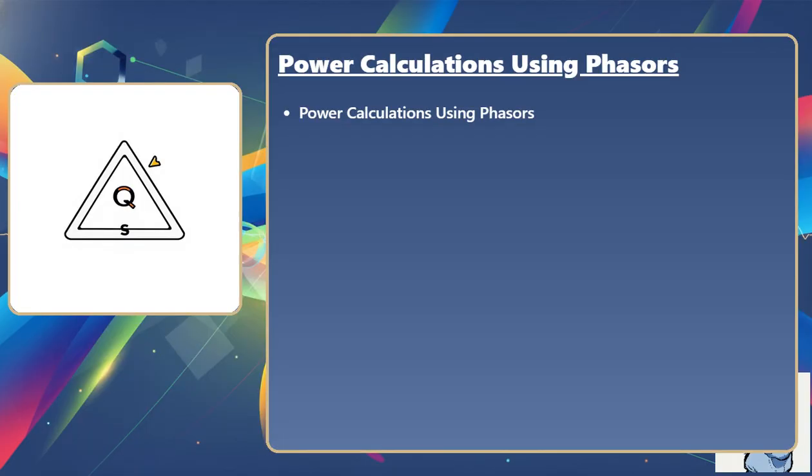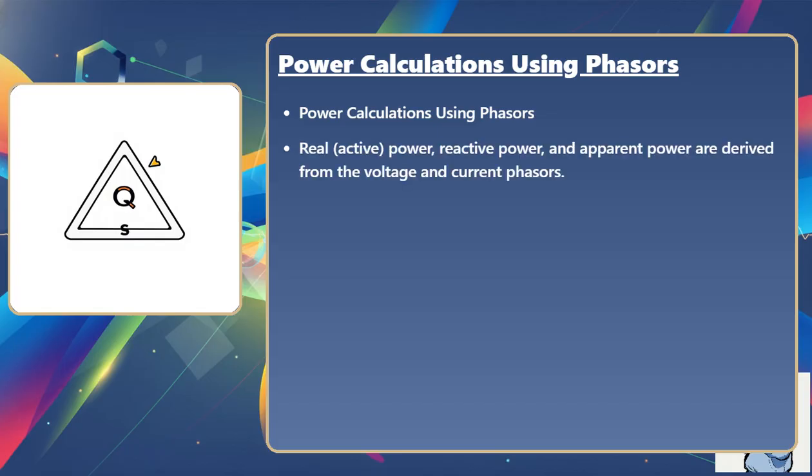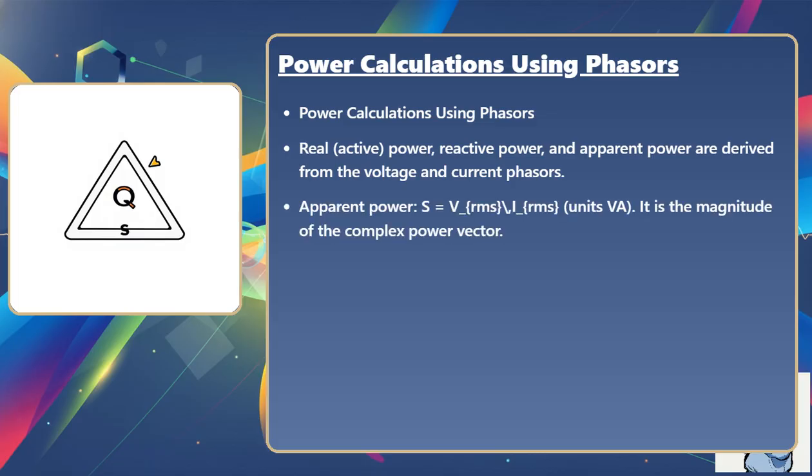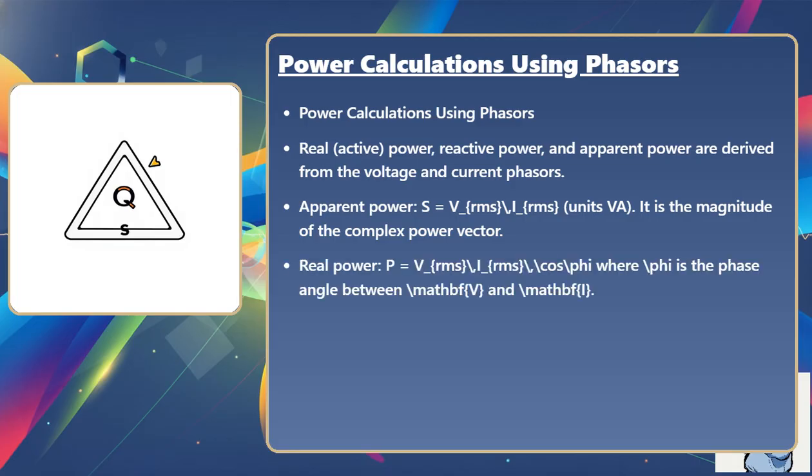Power calculations using phasors. Real (active) power, reactive power, and apparent power are derived from the voltage and current phasors. Apparent power, S equals V RMS times I RMS, units VA; it is the magnitude of the complex power vector. Real power, P equals V RMS I RMS cosine phi, where phi is the phase angle between V and I. Reactive power, Q equals V RMS I RMS sine phi, units var.